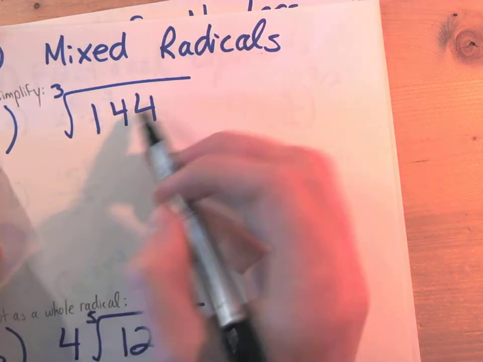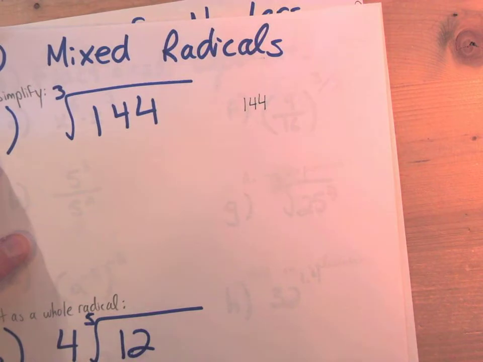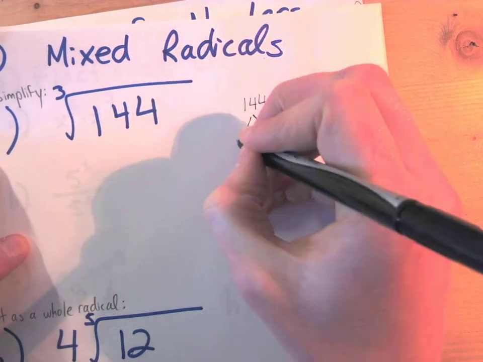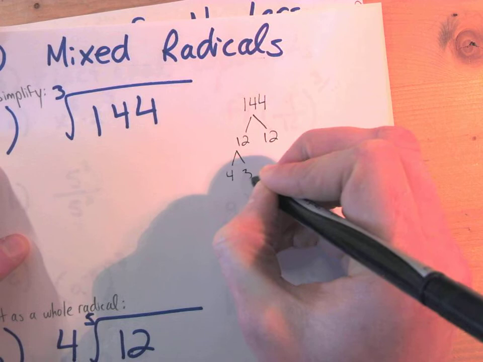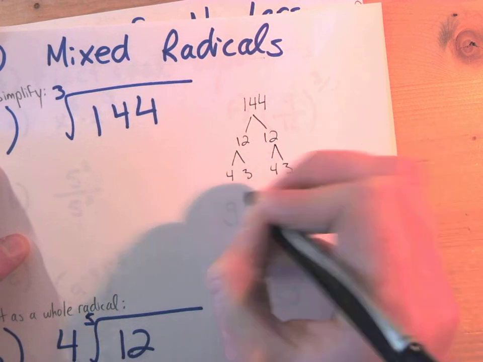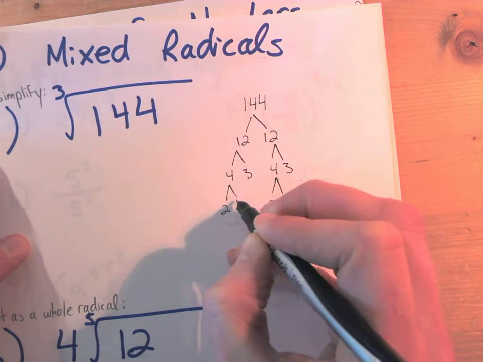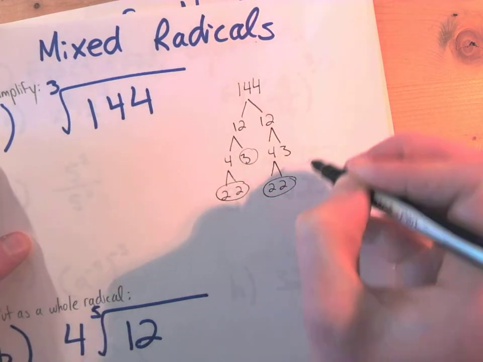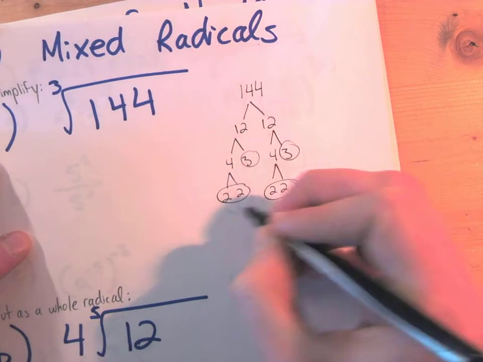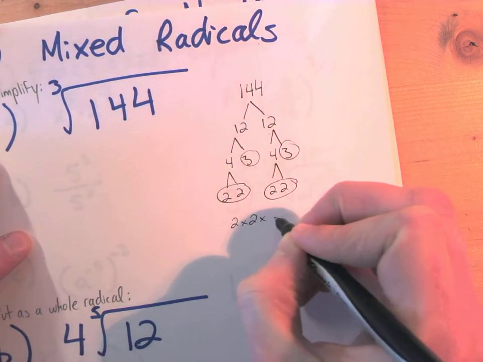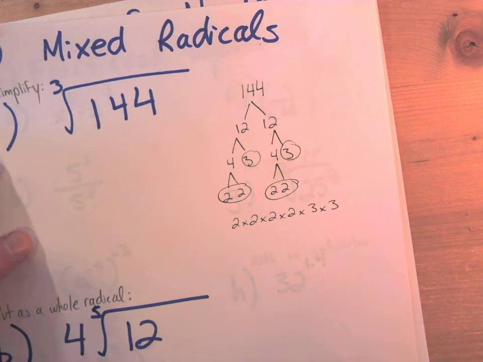So here if we look at 144, the first step in these problems is to prime factor it. So 144, we can prime factor. I know 12 times 12 is 144. 4 times 3 is 12. 4 times 4 is 2 and 2, 2 and 2. We take the branches of each, and then we know 144 is really just the branches: 2 times 2 times 2 times 2 times 3 times 3. Okay, so that's the prime factorization.